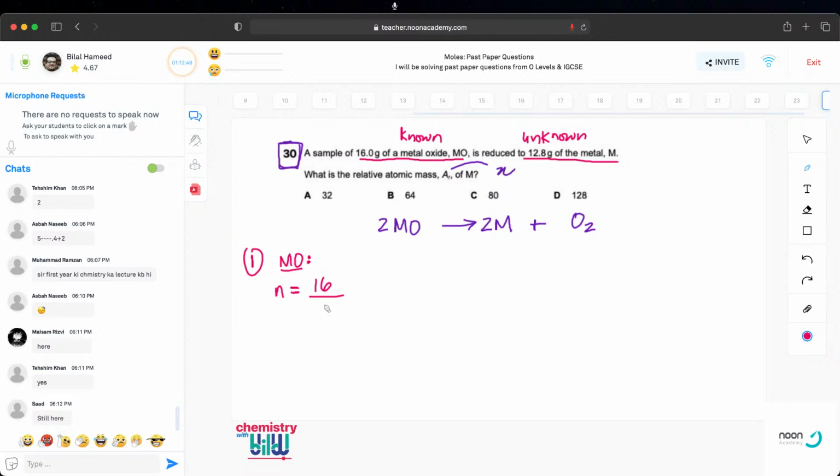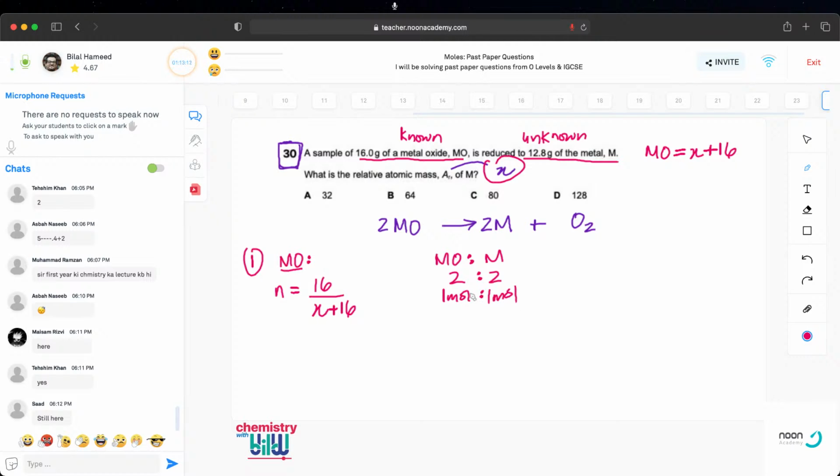So, but I don't know the MR of MO ना, because अगर AR of M is X, MO का मास क्या हुआ? X plus 16. तो मैं उसको X plus 16 ले लेता हूँ. Right? Now, MO to M का रेशियो क्या है? 2:2, which means what? 1:1.